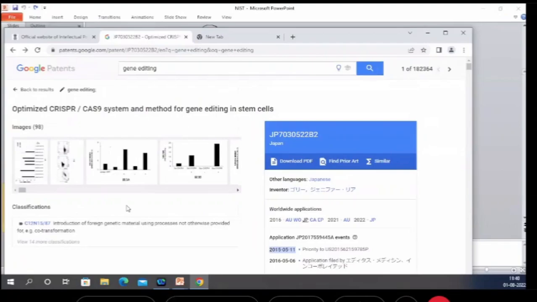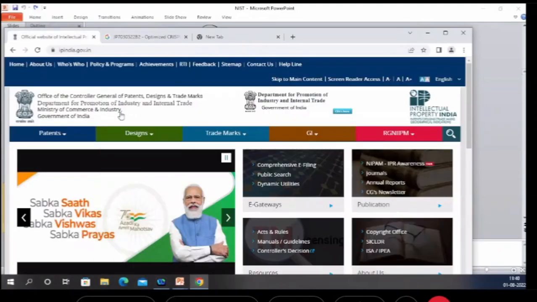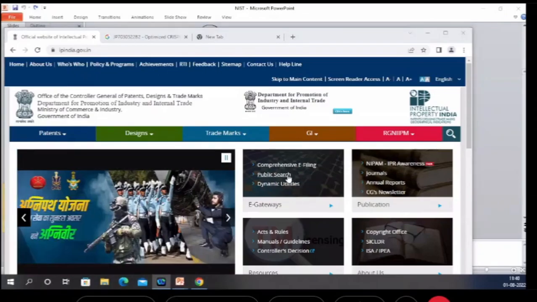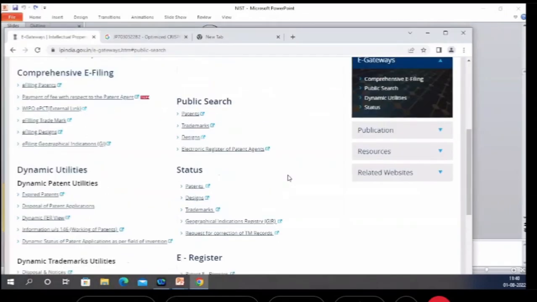There is another way we can do a prior art search. The second way is InPASS, our in-house website. Go to ipindia.gov.in, which is the Indian Patent Office website, and go to Public Search. There you will see patent, trademark, design, and electronic register of patent agents.